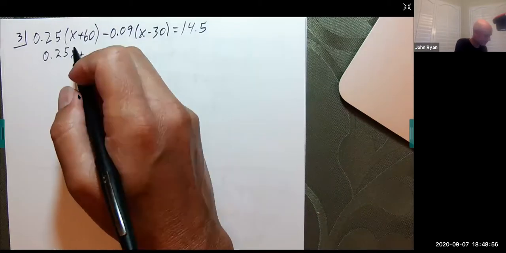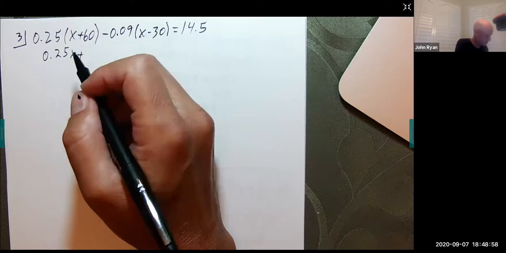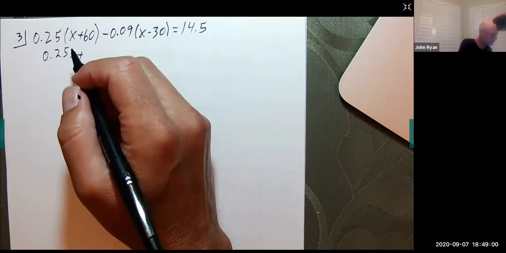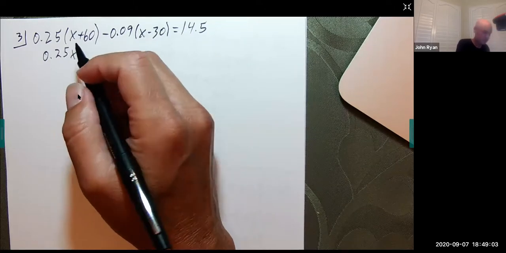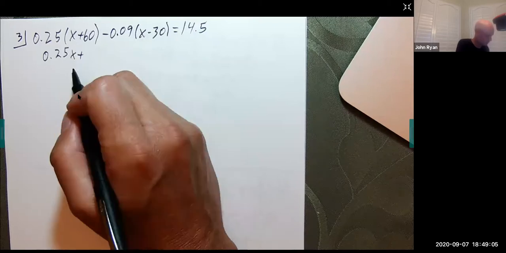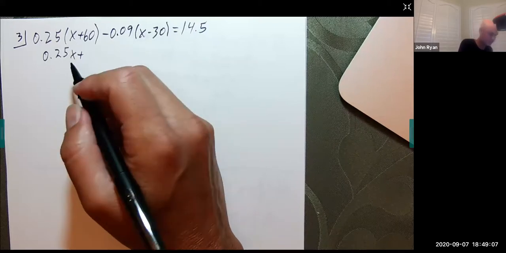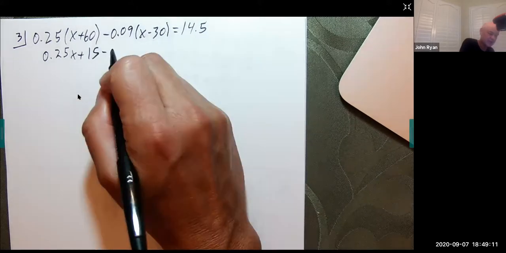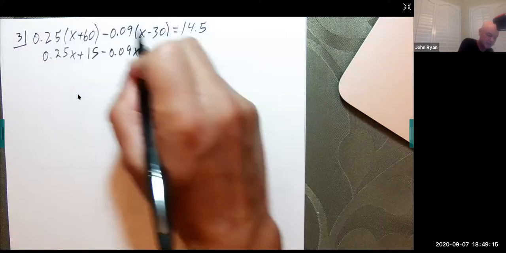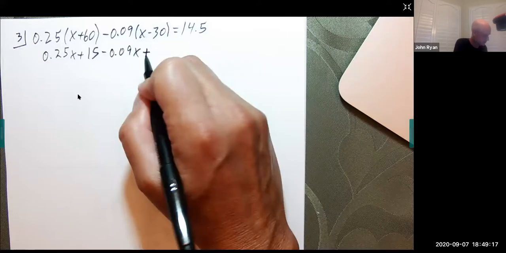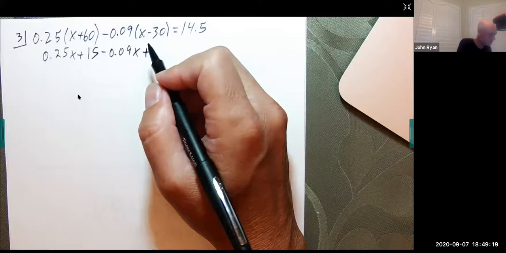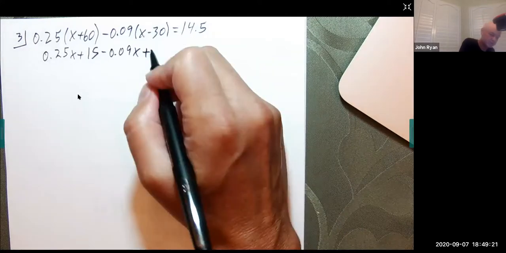I think that's going to be 15. Let's see, 0.25 times 60. It's 15. Minus 0.09. Please note I'm distributing a negative here. That makes that negative times a negative gives me plus. Gives me 2.7.